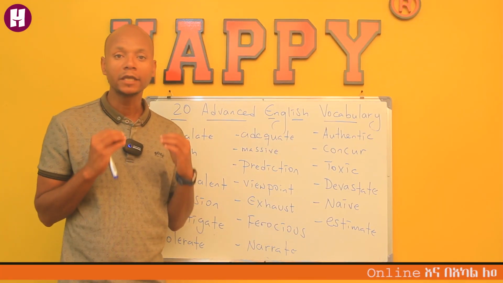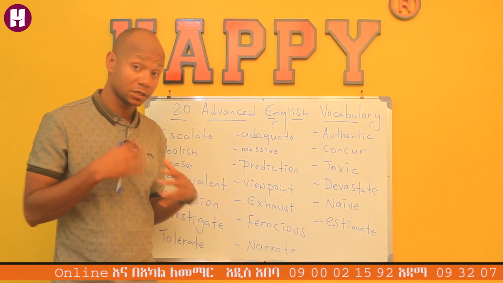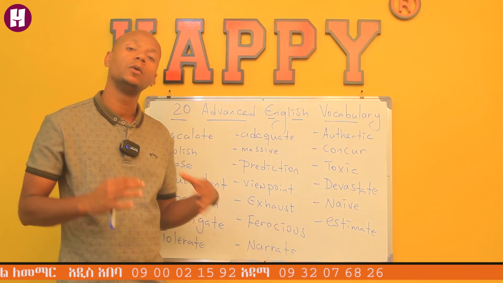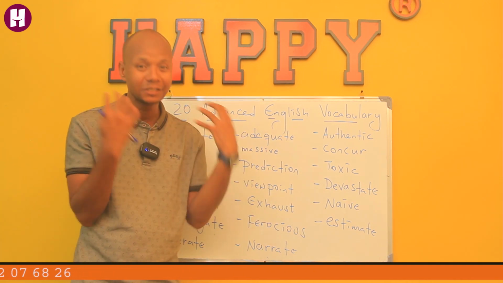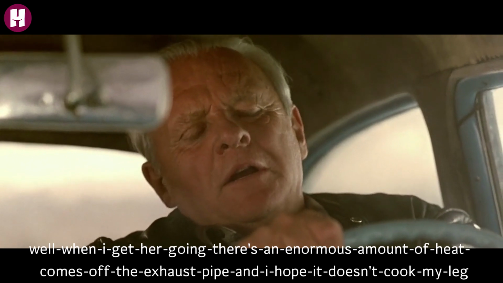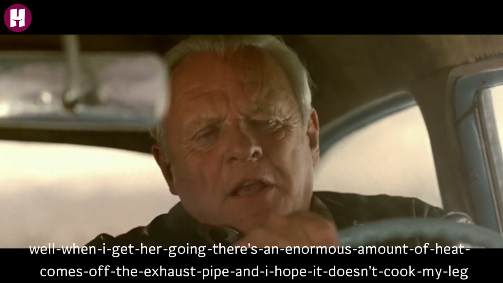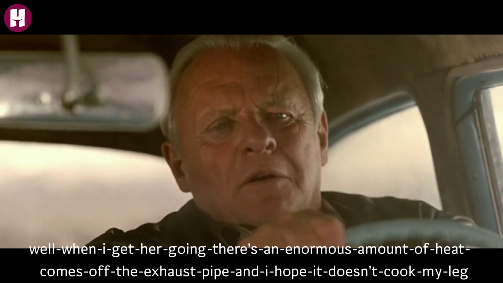Exhaust. Exhaust means it's a verb. Exhausting, exhausted የሚሉ ቃላቶች ታውቃላችሁ ብዬ አስባለሁ. Exhaust means to get too tired. Well, when I get her going, there's an enormous amount of heat coming off the exhaust pipe, and I hope it doesn't cook my neck.